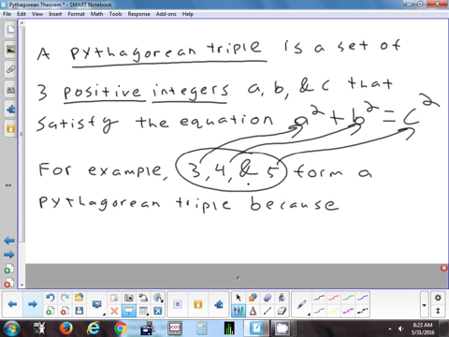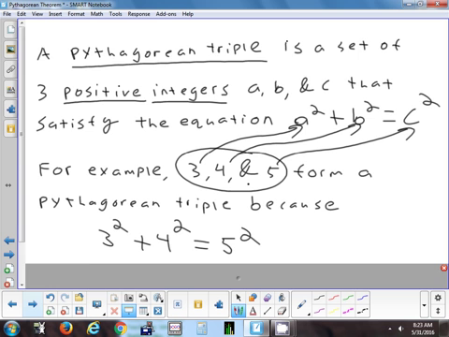Using the arrows I put, what number am I going to fill in for A? 3. And we're going to square it. What number am I going to fill in for B? 4. And I'm going to square it. And what number am I going to fill in for C? 5.